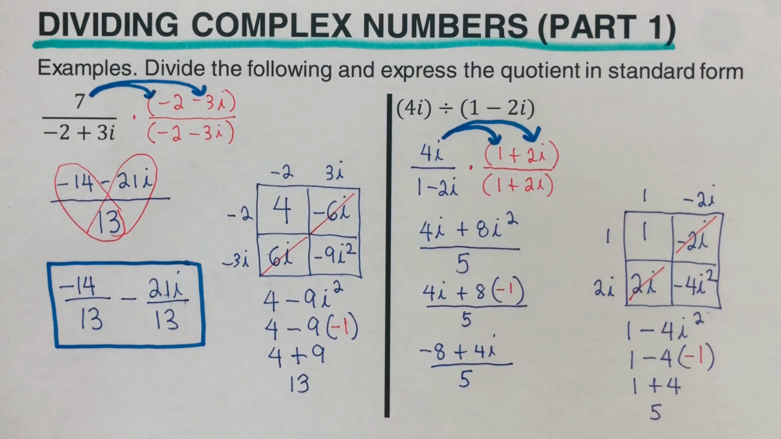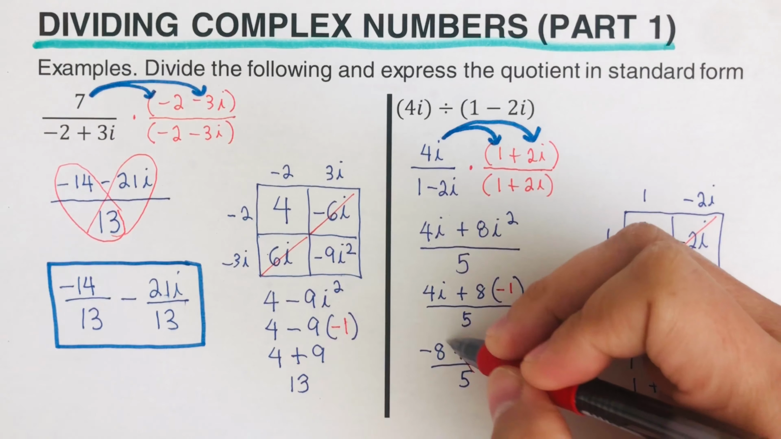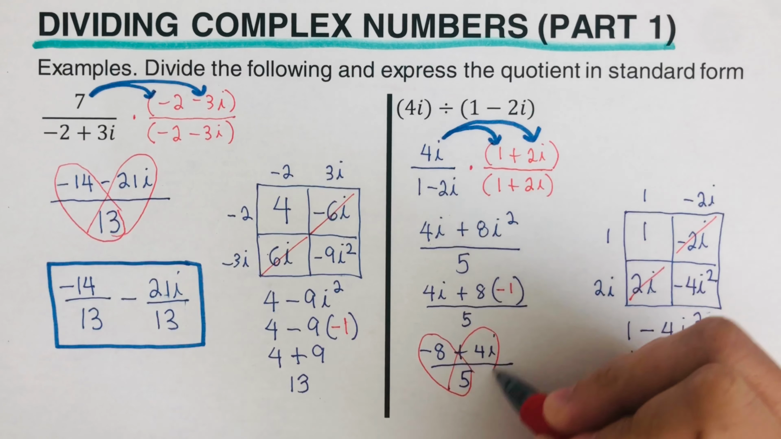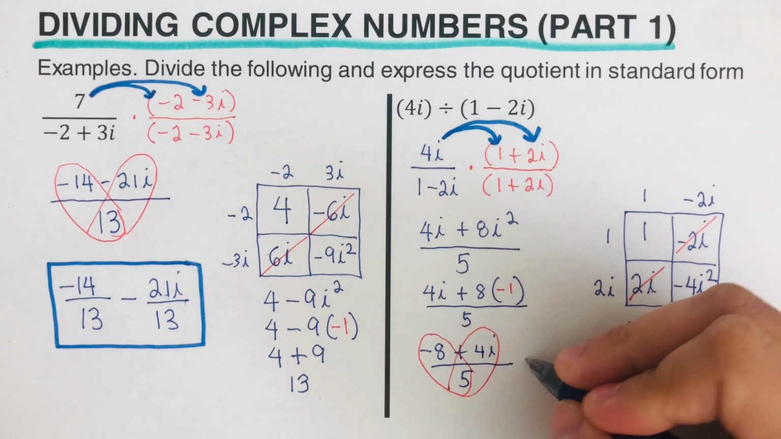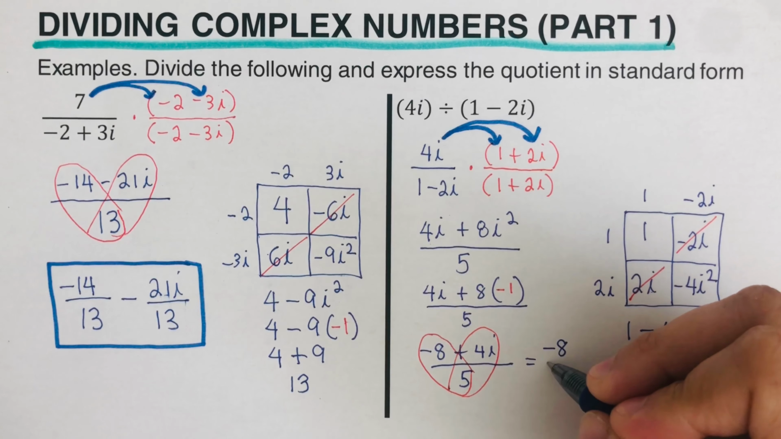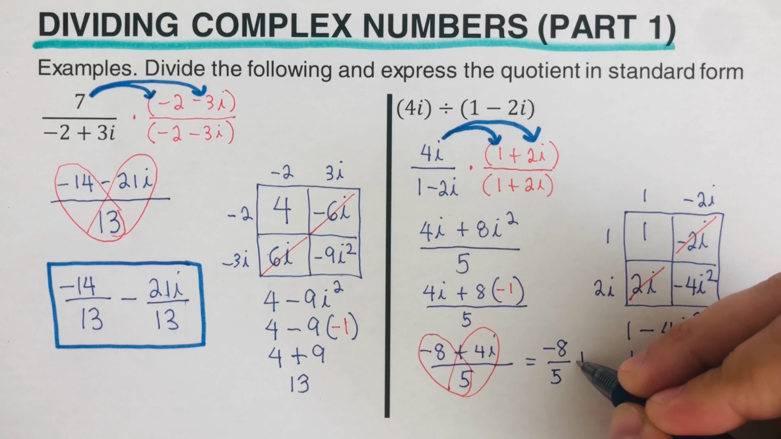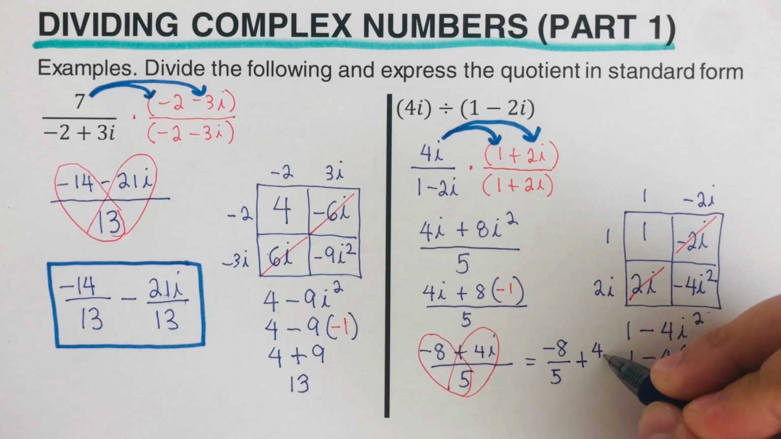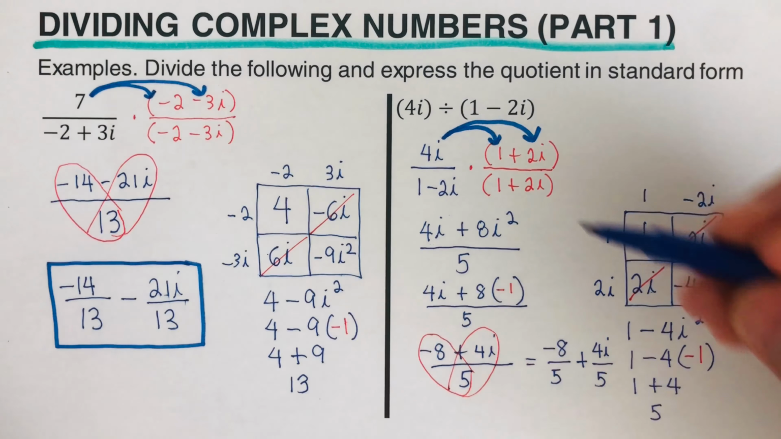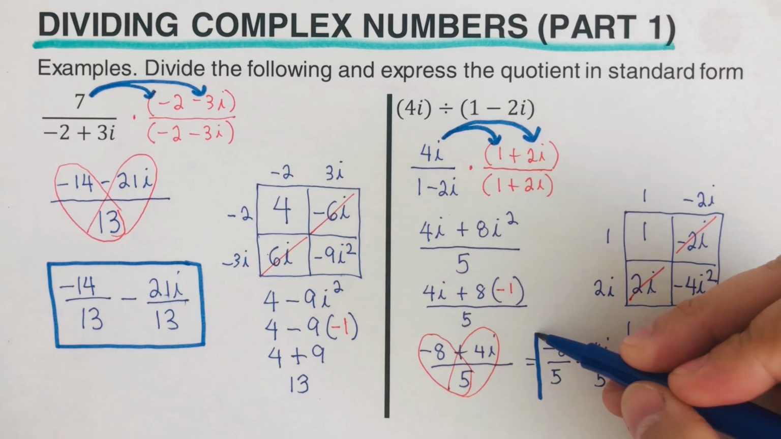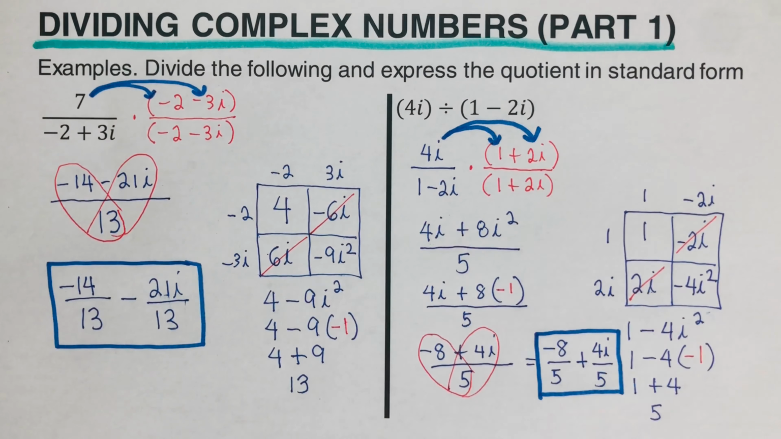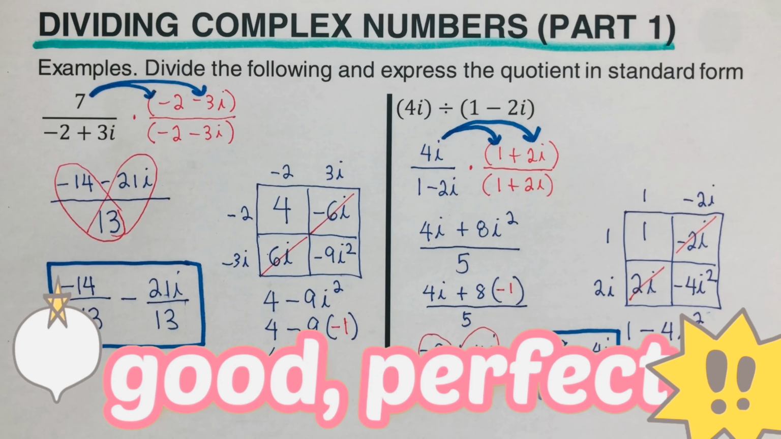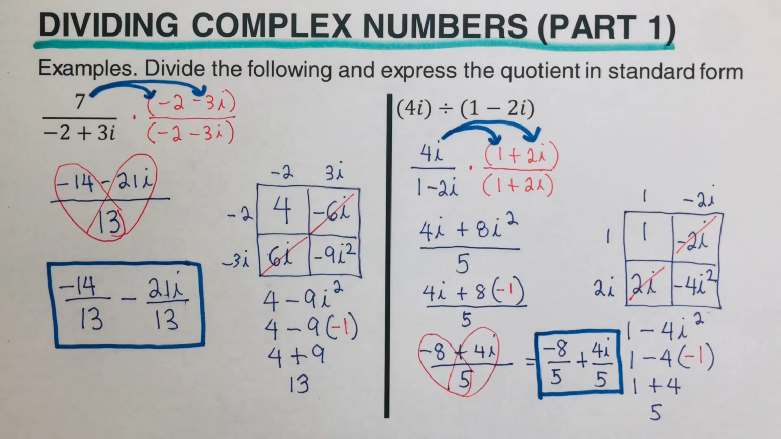And then we remember that this 5 is the denominator for both of these. So then I can go ahead and rewrite this as -8 over 5 plus 4i over 5. So this is the quotient of this expression right here. Did you get the same answer as this? Good. Perfect. Now let's move on to the next example right here.